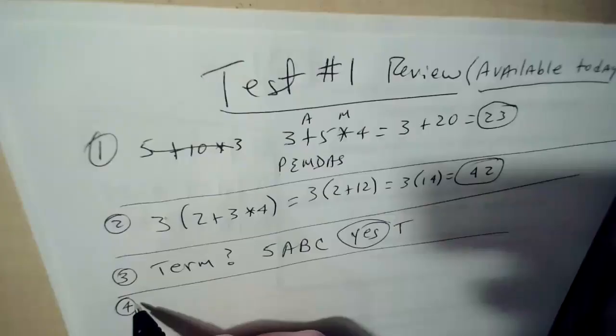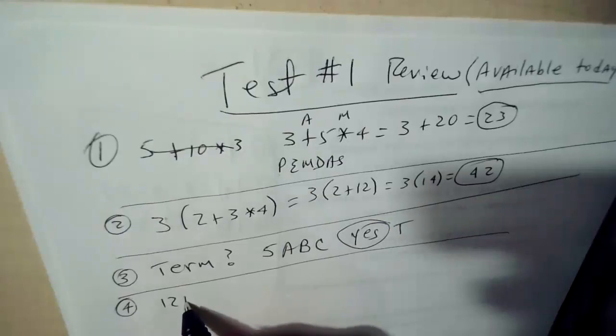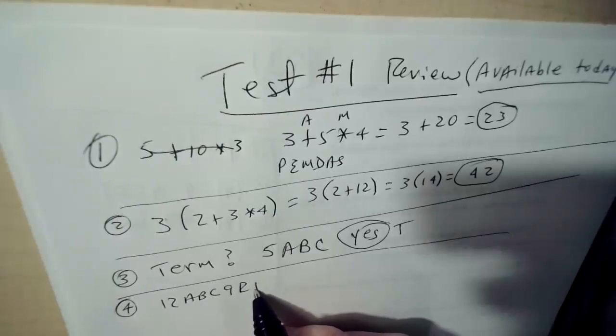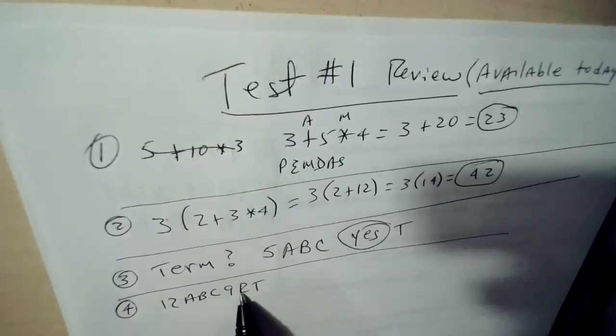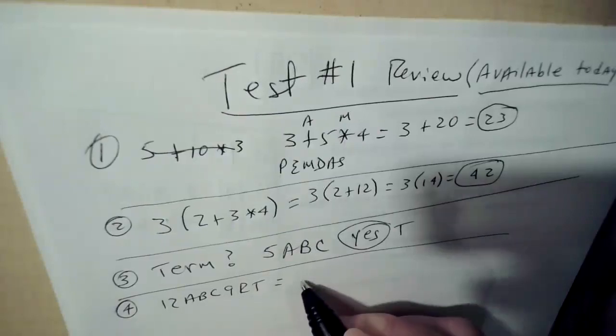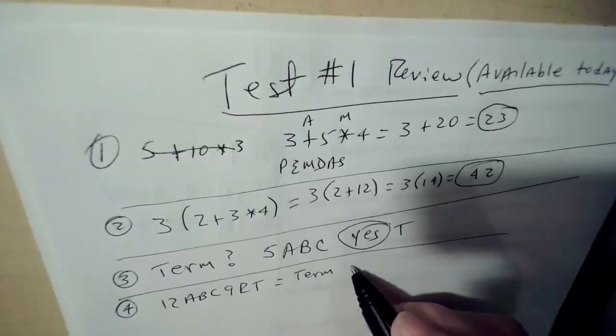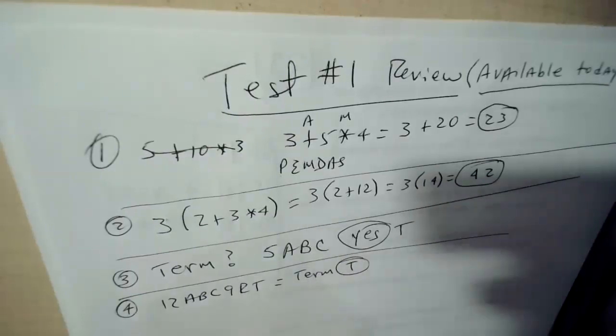Number 4, same thing. 12 A, B, C, 9, R, T. Are there any pluses and minuses in here? No. So this is one number, or that is a term. True.